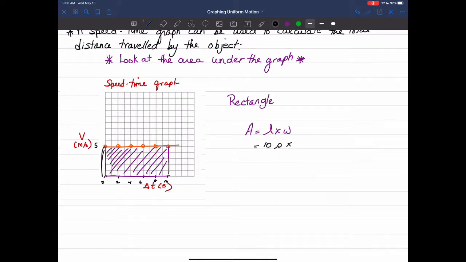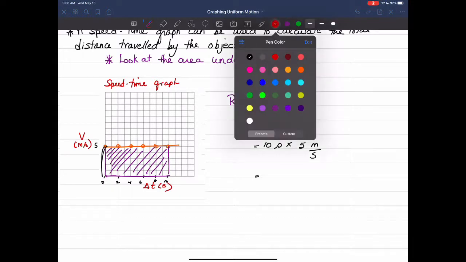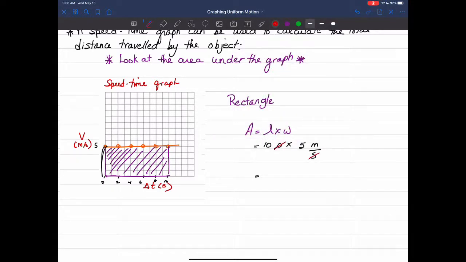And the width is 5 meters per second. So here, when we look at this formula, seconds and seconds cancel, top and bottom, and we're left with just meters. And so we see that our object has traveled 50 meters total, okay? So that's how we would use that to calculate it, okay?